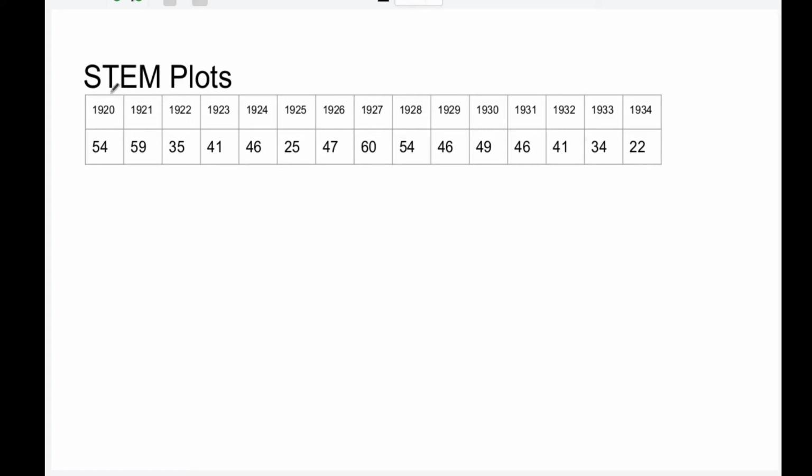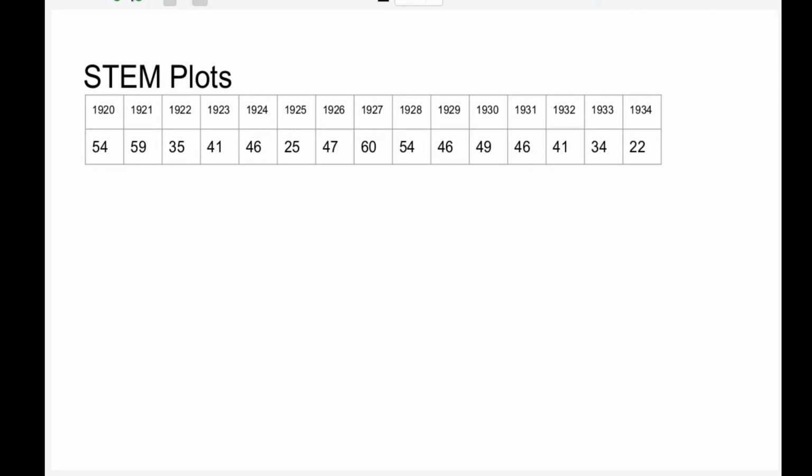So we see in 1920 he hit 54 home runs. In 1927 he hit an amazing 60 home runs in a single season. And we'd like to visualize this in a more dynamic way than just this data table. So what we can do is look at the first digit of each of these numbers, and I see that the smallest is a 2, the biggest is a 6.